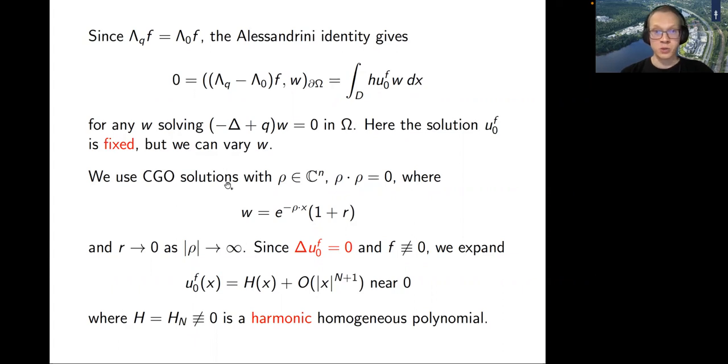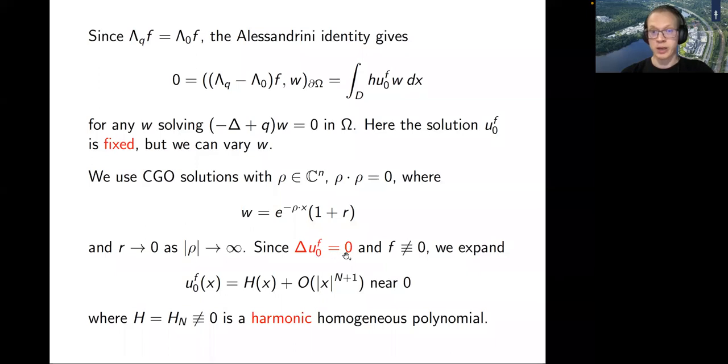So we use the CGO solutions. ρ is a complex vector. ρ, w has the form e to the minus ρ·x times (1 plus r), where the remainder term r goes to 0 in some way when the norm of ρ goes to infinity. So this is what we are going to use for w. And for this function u_0^f, it's harmonic, and so we want to expand it as a Taylor series at the origin. The origin was the corner point. And because f is not identically 0, the Taylor series at the origin is not identically 0.